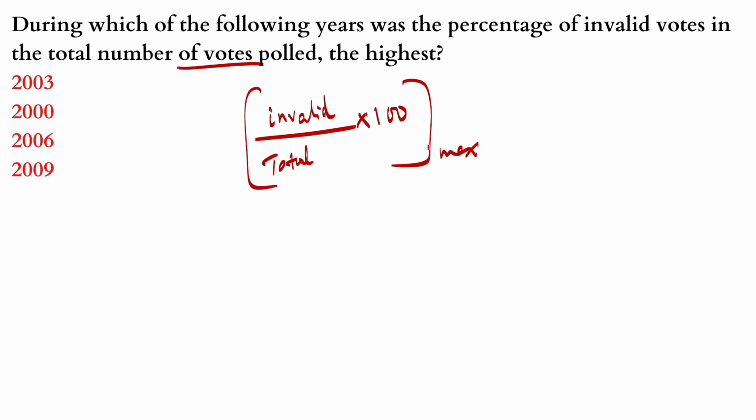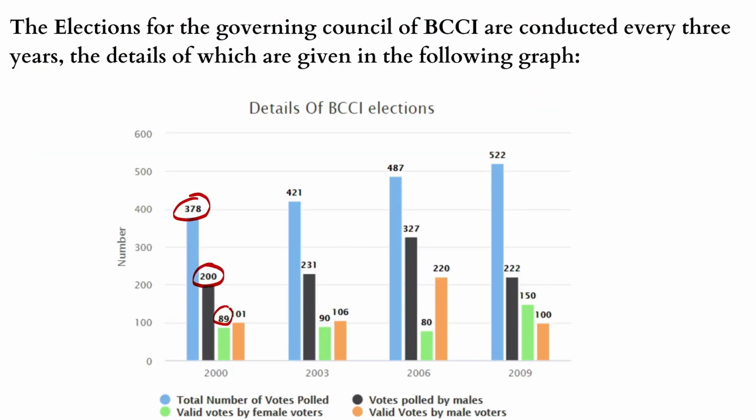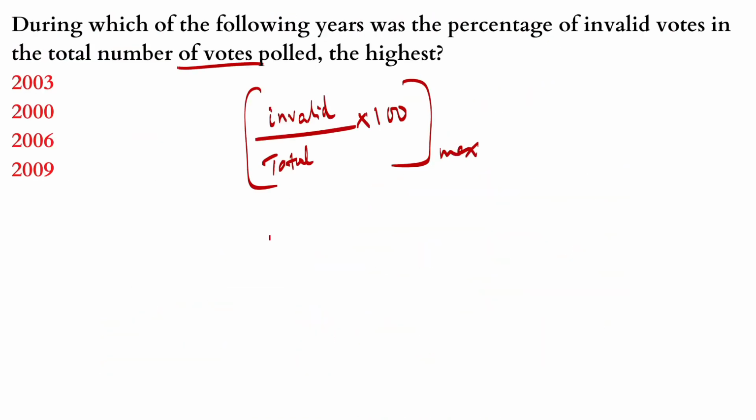But if we observe here, to find invalid votes, we can first add the valid votes, and then we have to subtract with the total number of votes in order to get invalid votes. For instance, if we want to take the invalid votes for the year 2003, we have to add the valid votes first, and then subtract from the total number of votes. So in order to simplify our calculation, we'll consider it like this. Invalid by total into 100 maximum is equal to valid by total into 100 minimum. In pie charts we discussed about this.